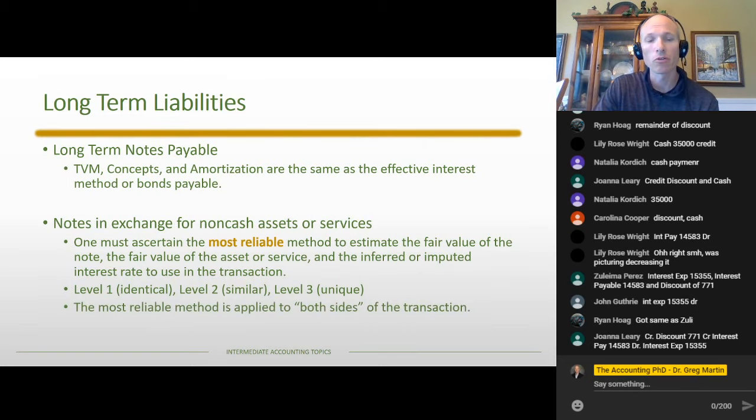So the other reminder here is whatever method you determine is most reliable, you apply that to both sides of the transaction. In other words, let's say I'm exchanging a note for a trademark. Whatever I use to value the note, I'm going to use the same method or the same item to value the trademark. And so with the trademark, it's a level 3. And so no matter what you say the fair value of that trademark is, it's going to be less reliable than any way that I might use to value the note directly through a discount rate or something like that. And so I just want you to be aware that you need to apply it to both sides of the transaction.